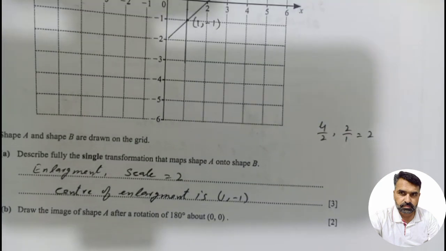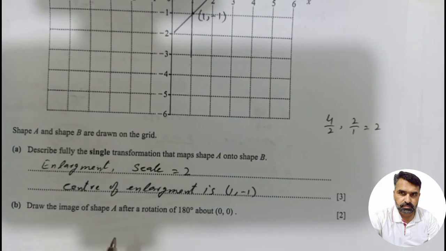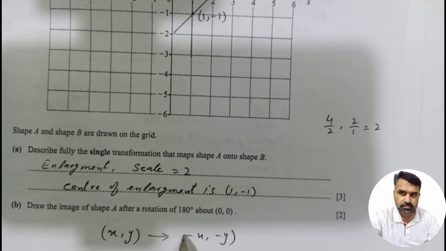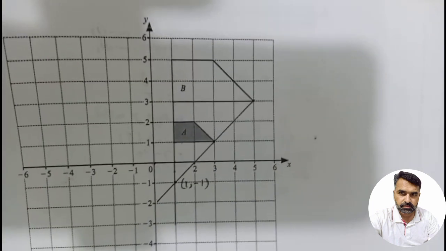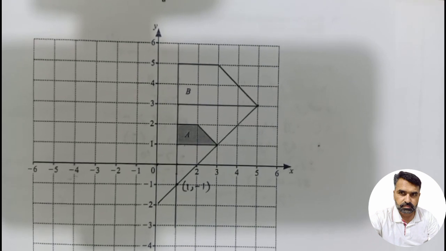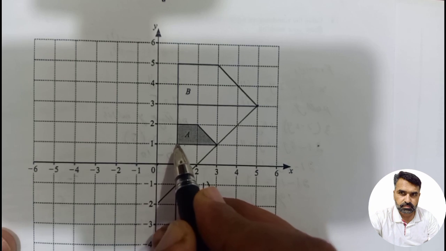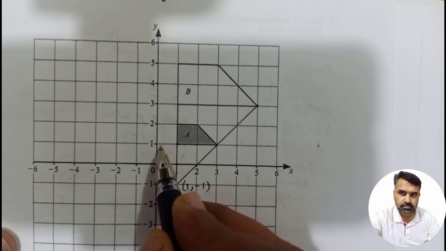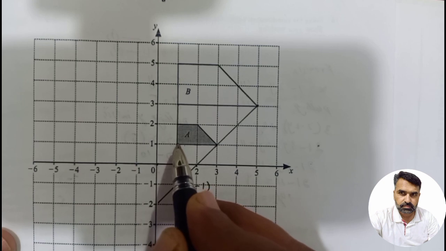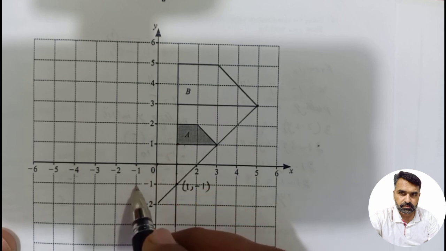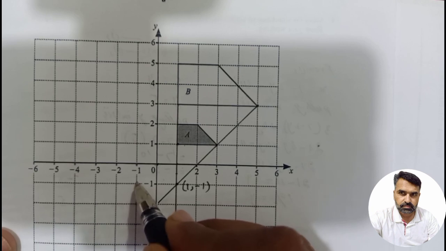Now students, if we have to rotate any shape, we have to change the sign of the coordinates. I mean to say (x, y) is changed into (minus x, minus y), and it is the rotation about origin or about any point with 180 degrees. Now students, the coordinates of this point of shape A are 1 and 1. So when we change the sign of the coordinates of this point, it will be minus 1 and minus 1. So this will be the point.